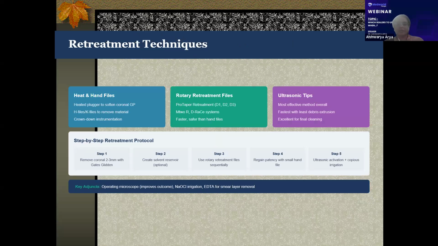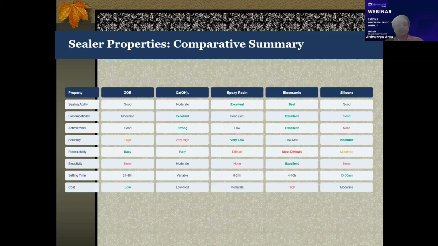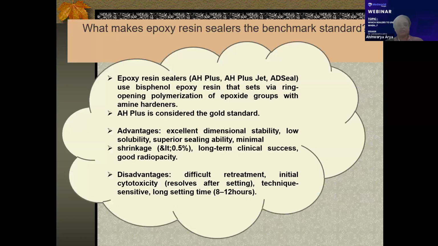So these are the different retreatment techniques: heat and hand files, rotary techniques, and ultrasonic techniques. I will not be going into much detail on treatment techniques here though. And here is the sealability and the comparative summary of all the sealers. Anybody who is interested can take a screenshot of this, even though I would be sharing a few important slides today with all of you who are present.